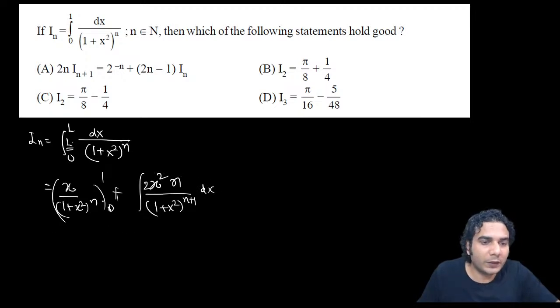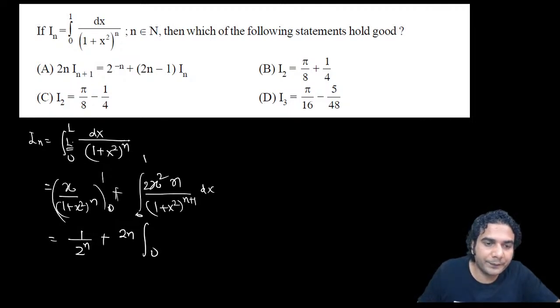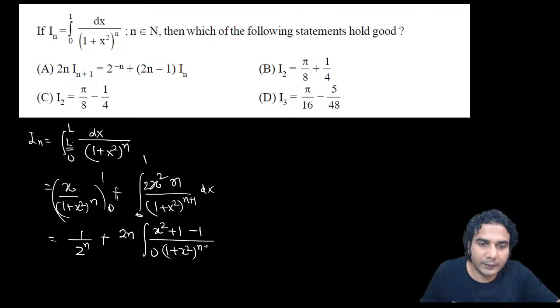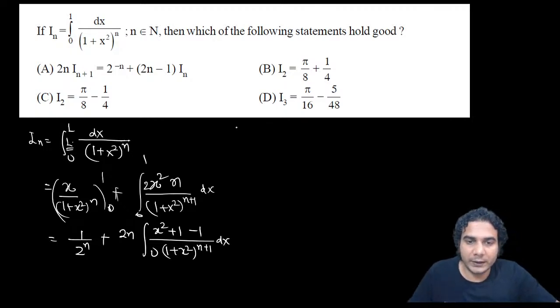If you put 1 in this, it is going to be 1 by 2 raised to n. And if you put 0, it is going to be 0. So if you put 1, it is going to be 1 upon 2 raised to n plus. What is this now? Let's take 2n outside, and this is 0 to 1 of x square. You add 1 and subtract 1 so that you can split it, over (1 plus x square) raised to n plus 1 dx. So by doing that, you will get In = 1 upon 2 raised to n plus 2n times.